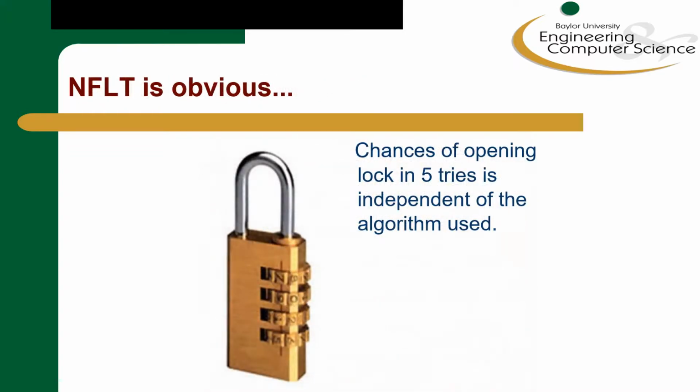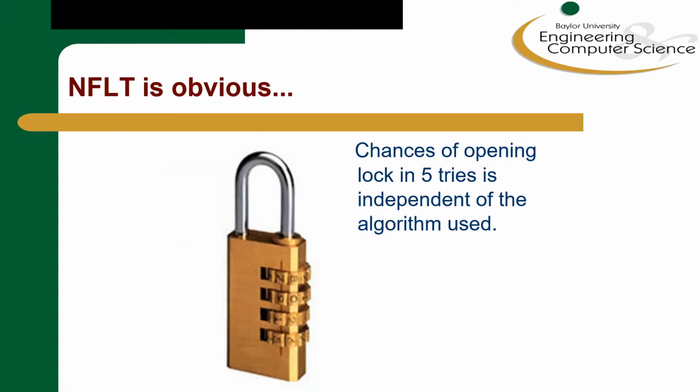Let me give you an example which really illustrates this. Suppose we had this lock. It has 10 possibilities. And we want to figure out a way of opening this lock in 5 tries. So we try 0000, and we try 9876, and then we try 1234. And none of those work.